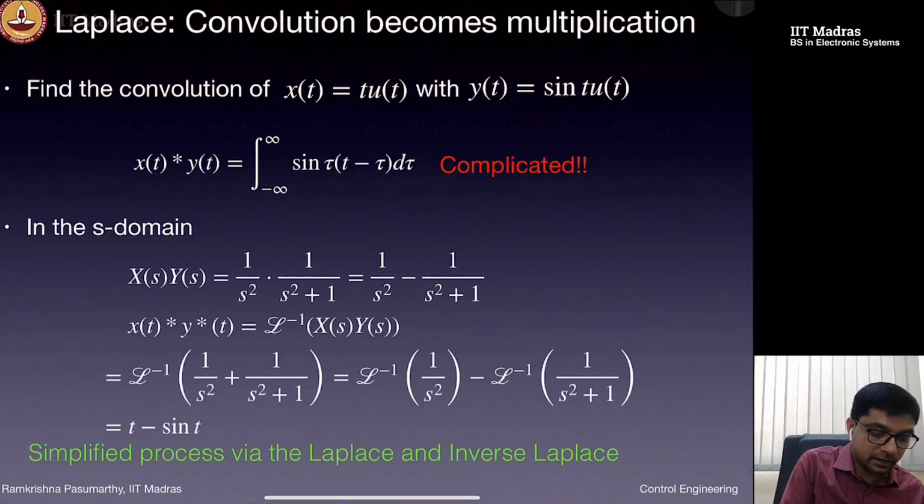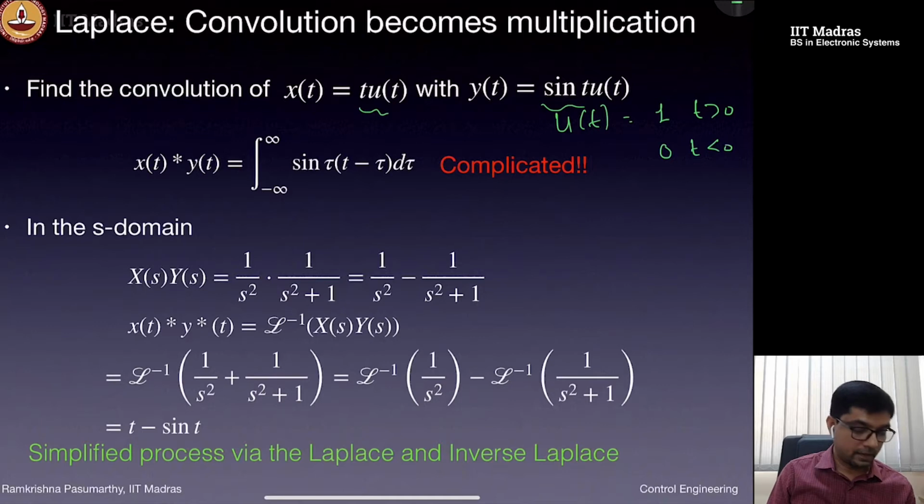Again, u(t) is my unit step. U of t is a signal which has the value of 1 for t greater than 0 and 0 for t less than 0. It says that these signals are active only for t greater than 0. Now, what's the convolution of x with y?